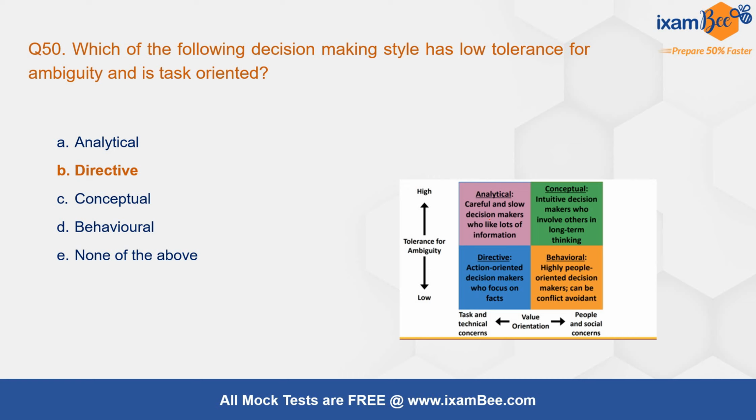The other styles: analytical is more focused. They are also task oriented, but they have high tolerance for ambiguity. Conceptual has high tolerance for ambiguity, but they are people oriented. And behavioral is when you have low tolerance for ambiguity and you are people oriented in making decisions.